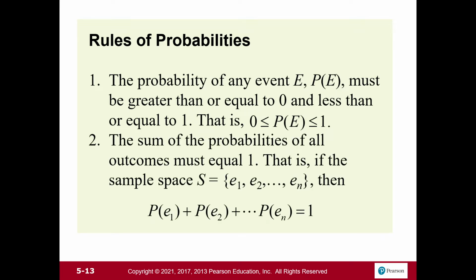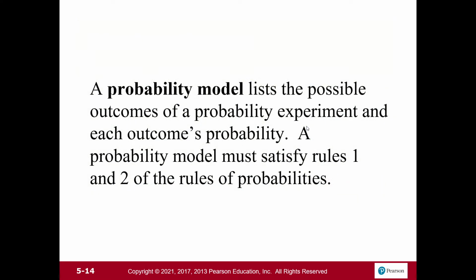The sum of the probabilities of all outcomes must equal 1. So that is, if the sample space is E1, E2, and so on, up to En, then the summation of all those probabilities will add up to 1. It is certain to occur. A probability model lists the possible outcomes of a probability experiment and each outcome's probability. A probability model must satisfy rules 1 and 2 of the rules of probabilities.